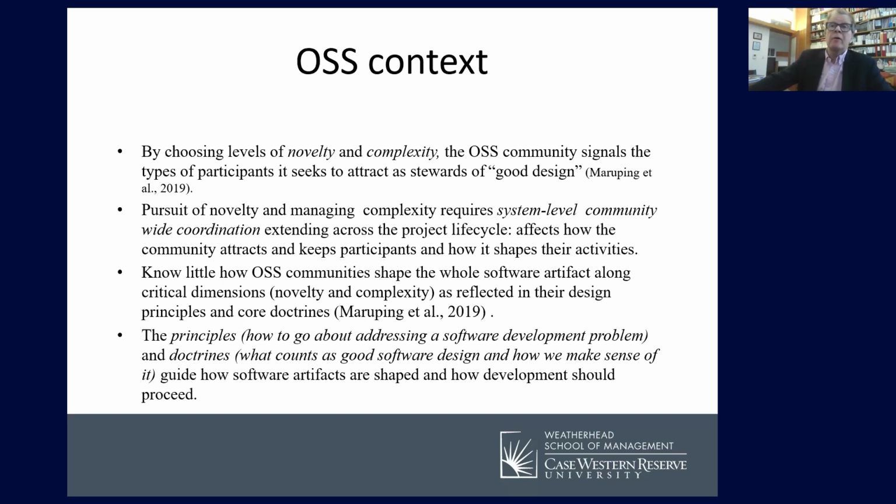And currently, we know little about how OSS communities shape the whole software artifact along critical dimensions, like novelty and complexity, as reflected in their design. And we say that these are typically reflected not in the methods or in hierarchies, but we introduced this idea that there are certain design principles, certain normative expectations, which people within the community share, and also examples of those. That what is good software and what is a good way of developing and writing software.